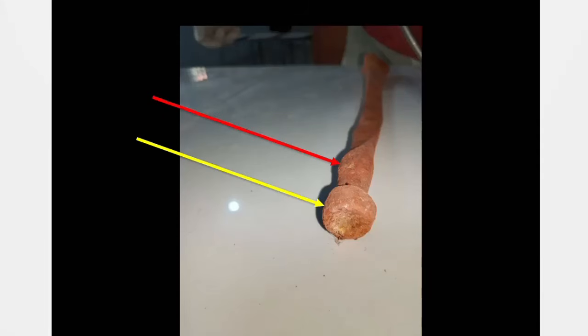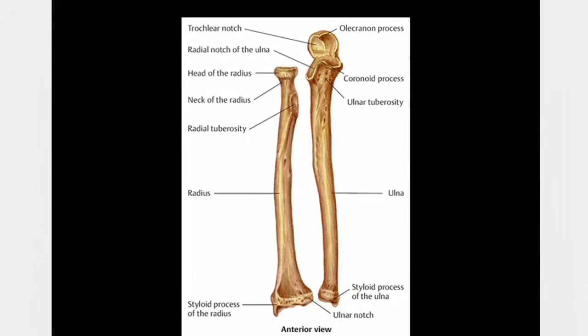I think I'll prefer a textbook picture to do justice to this. Take a look at this picture here. You certainly agree with me, this is the head of the radius, and that roughened place right here close to the head of the humerus, that's in fact our radial tuberosity.